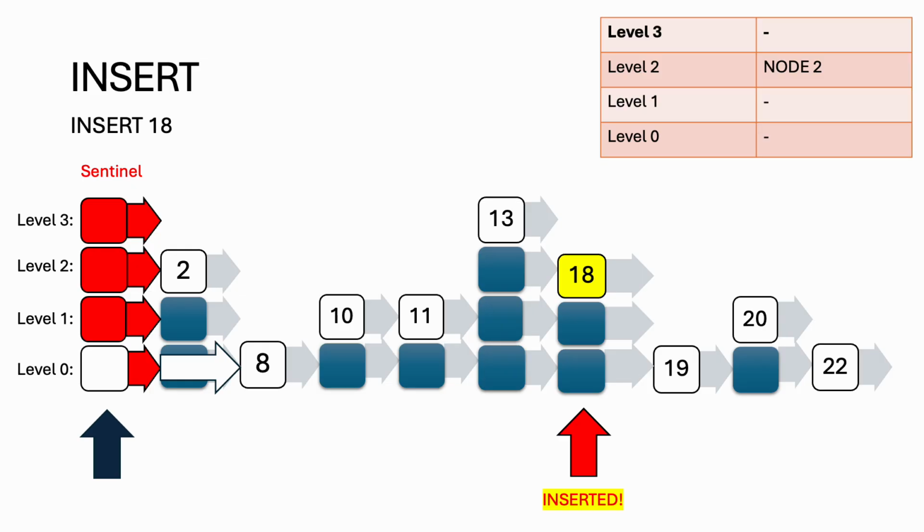Let's move on and create node 18 with a height of 2 and update all the pointers. As you can see here, we have successfully inserted 18. It is now inserted at levels 0, 1, and 2. And the skip list maintains all its properties and remains sorted. Let's move forward.